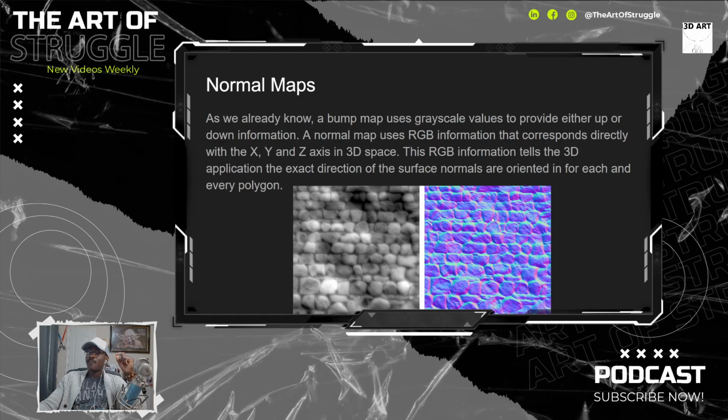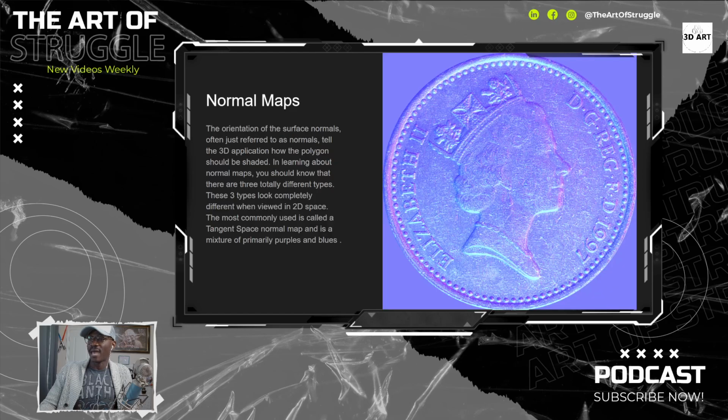And you can see how much more complex and how much more information we can pack into this 256-bit depth of information, right? Rather than the 8 bits of information, we're getting 16 bits, 32 bits of information in our RGB values, because we can allow more bits of information, more RGB values can be stored in that map. All right. So the orientation of the surface normals, often just referred to as normals, tell the 3D application how the polygon should be shaded.